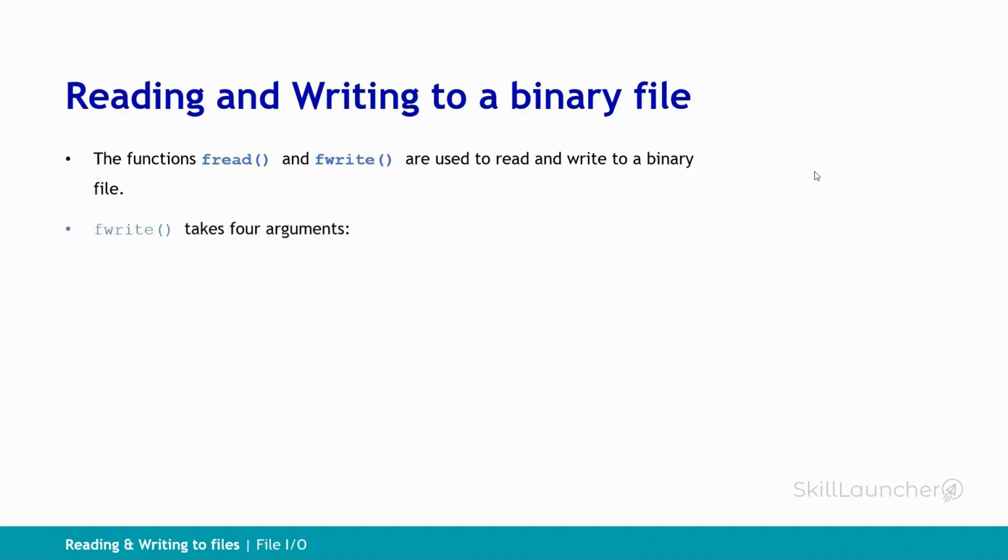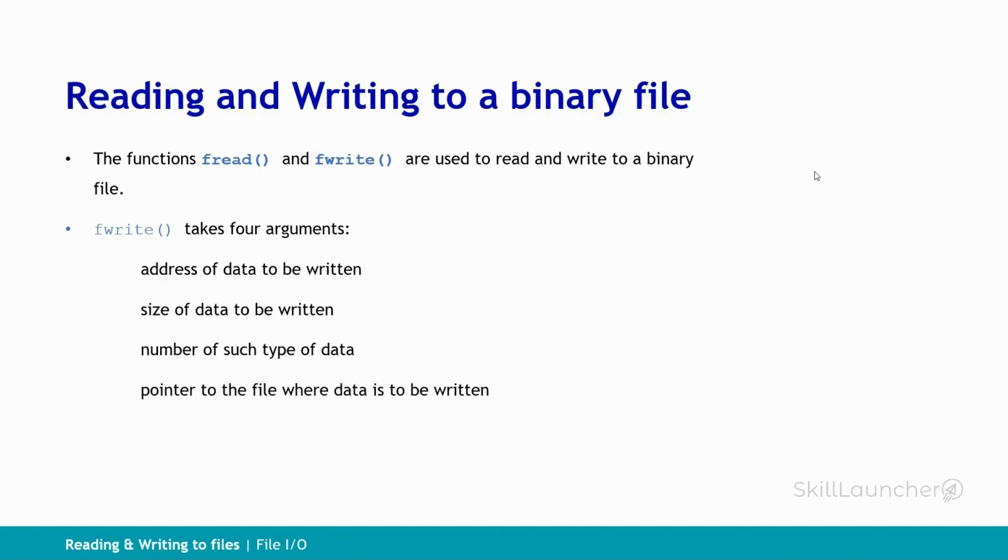Now this function takes 4 arguments. The first is the address of data to be written, that is the address of the variable. Let's say if we need to write a character, then the address of the character. Then the size of the data to be written, the number of such type of data, that is how many characters we need to write, and the pointer to the file where the data is to be written, which points exactly where the data will be written.